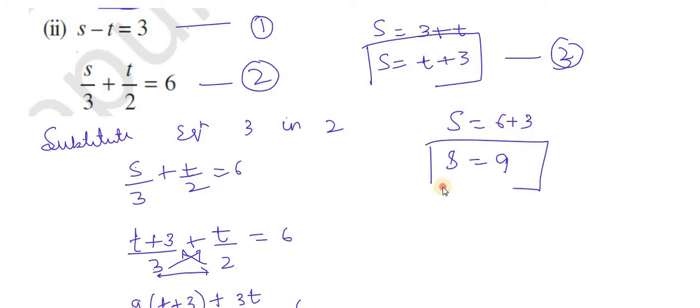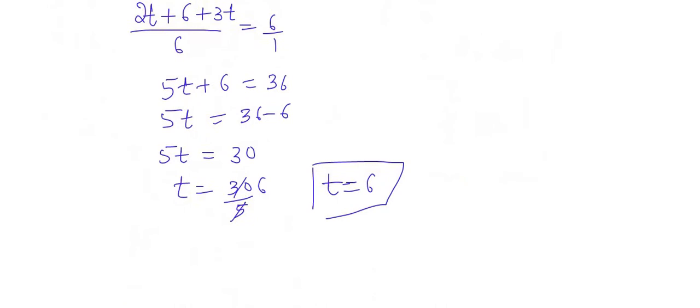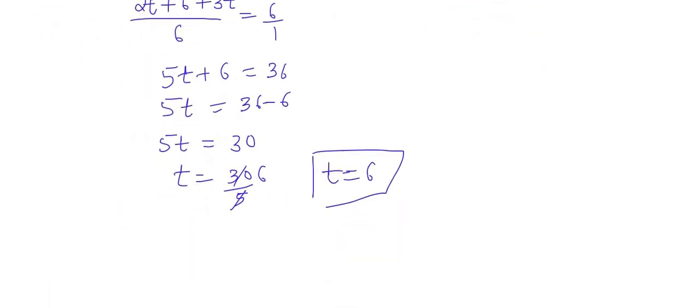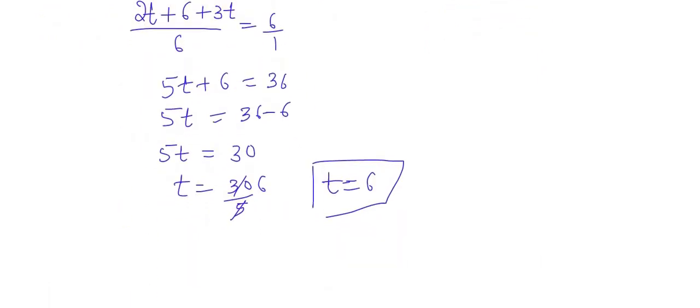So we got the s value and t value. Here, if you want, you can verify: 9 minus t is nothing but 9 minus 6, 3, and here 9 by 3, that is 3, plus t by 2, that is 6 by 2, that is 3. So 3 plus 3 is 6, and you'll get the correct answer. Is it clear? I hope all of you understood. Okay, we'll go for the next problem.